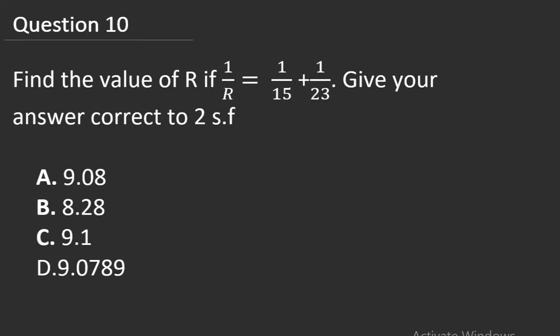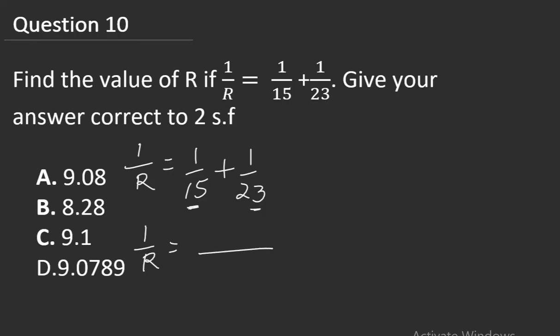Question 10. 1/r is equal to 1/15 plus 1/23. We are going to solve what we have at the right hand side as fractions. So let's take the LCM of 15 and 23. 1/r will drag down what we have at the left hand side. LCM of 15 and 23 is 345.